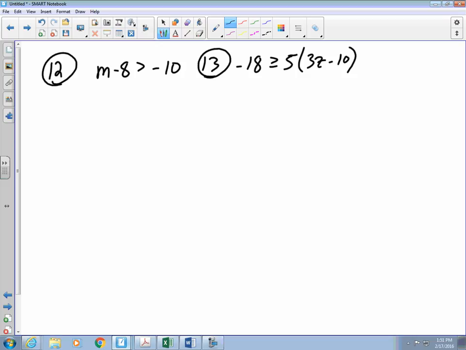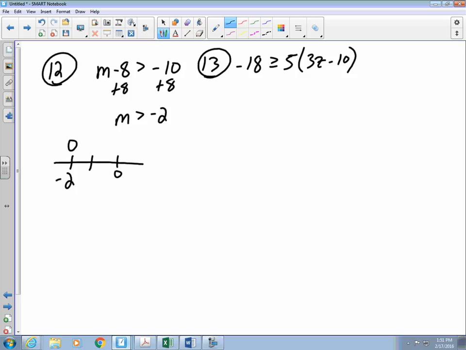With number 12, it's just going to be a one-step inequality. So you're just going to get rid of the constant. Adding 8 makes that 0. So m plus 0 is my m, and then negative 10 plus 8 is negative 2. Again, I didn't have to flip the sign. I never multiplied or divided by anything. I just added 8. So negative 2 is here, open circle, because it's not equal to.